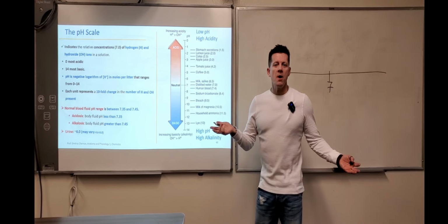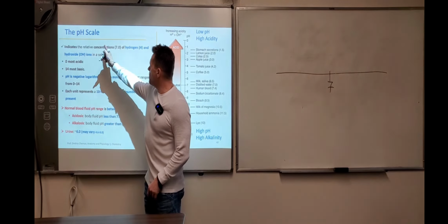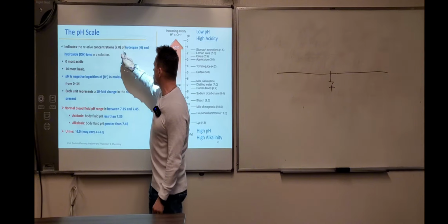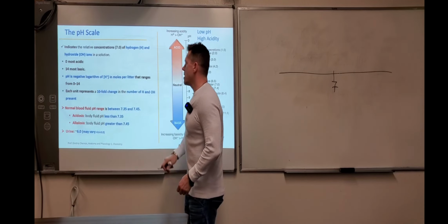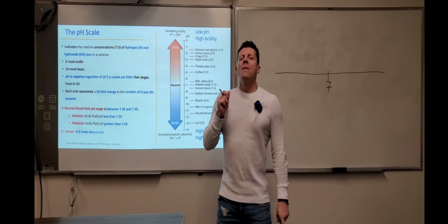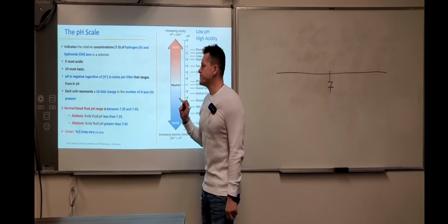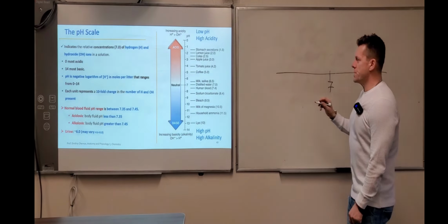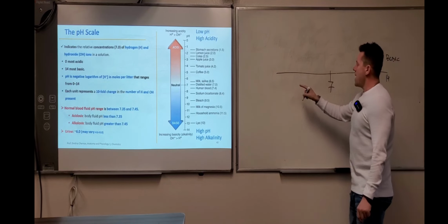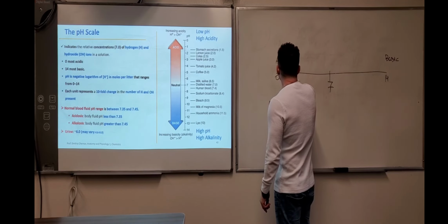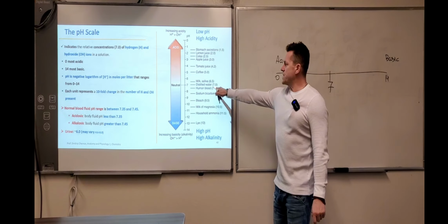So what is pH? That's the amount of protons in the solution, right? So the pH scale indicates the relative concentration of hydrogens, protons, and hydroxides in the solution. So 14 is most basic, right? We're gonna put basic here. And 0 is more acidic. So 7 is distilled water.